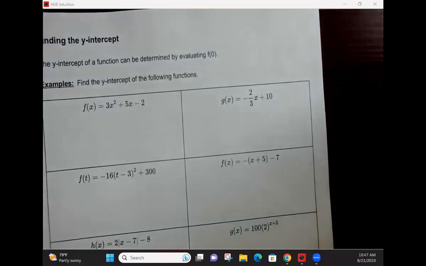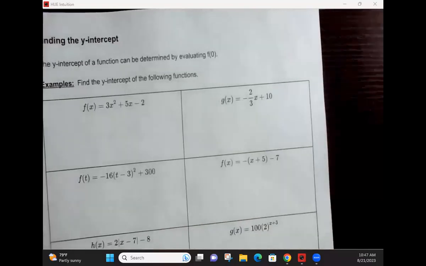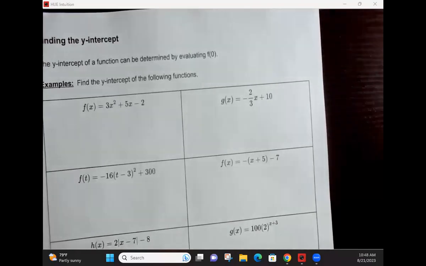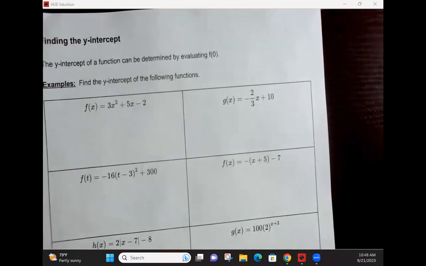Alrighty, so we talked about so far, did a lot of evaluating, right? Find f of 2, find f of -3, find f of all different kinds of numbers. Today, we're going to be evaluating again, but we're going to stick with one value for x. We are going to evaluate for f of 0.